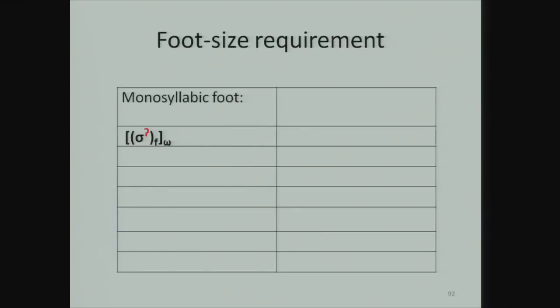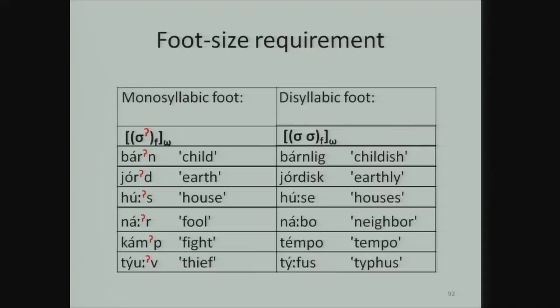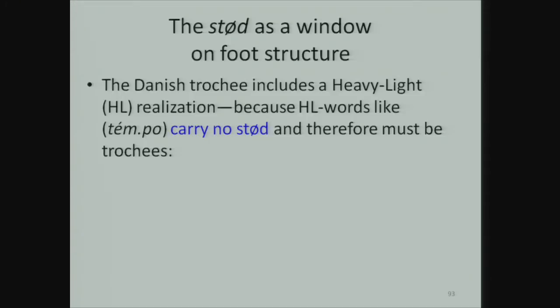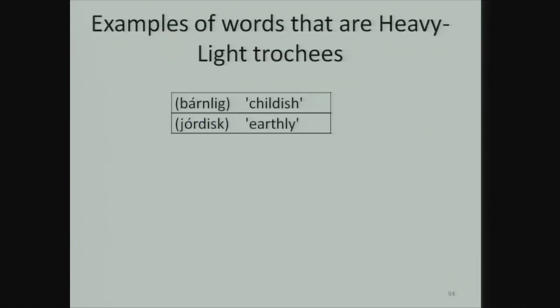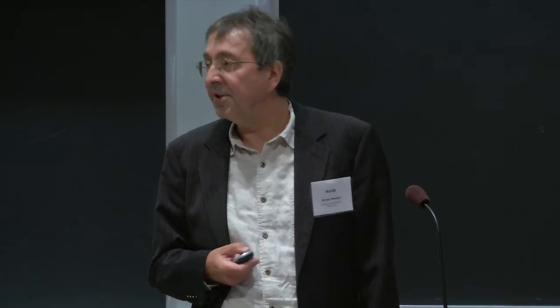And so we get monosyllabic feet basically with stød, disyllabic feet without stød. So bån, the word for child, has a stød, but børnish does not have a stød because it has two syllables. It's very systematic like that. That's a big standard rule for the Danish stød. But again, it's a window on foot structure. And since Danish words that are heavy light do not carry a stød, that means they must be disyllabic feet, not a heavy syllable being a trochee followed by an unparsed syllable. So heavy light is part of it. So all these examples must be trochees and are stødless. And at this point, I will stop and hand things on to Junko.